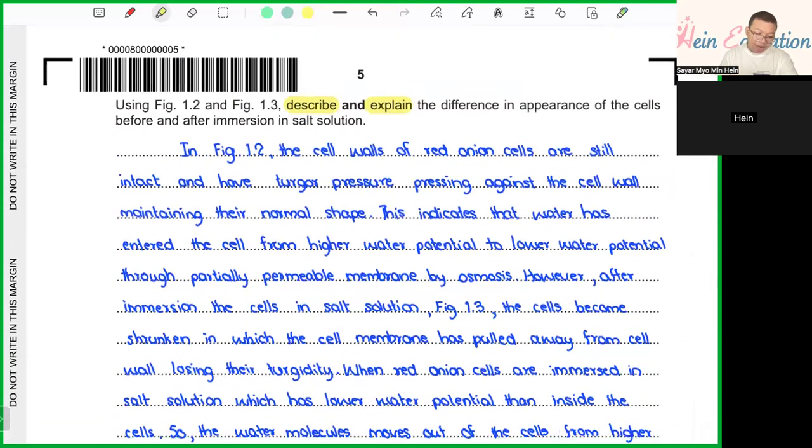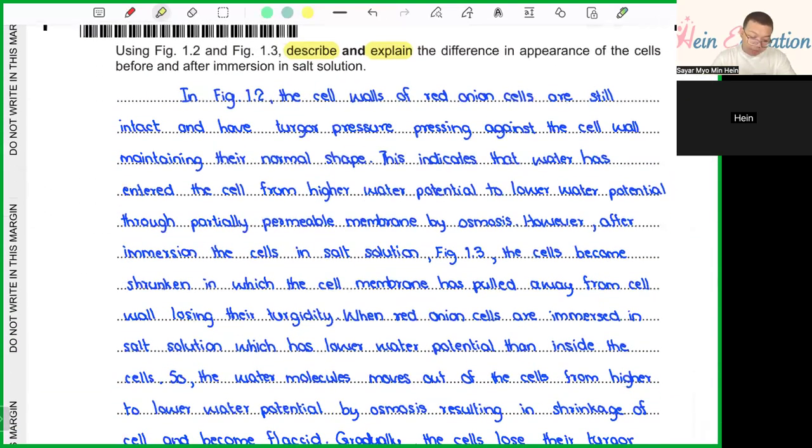Okay, so now we can see that figure 1.2 and 1.3 ask us to describe and explain. So you have to be careful. It's a describe and explain, so you cannot just describe the appearance of the cells from the diagram. You also need to explain the difference in the appearance. As we already discussed a bit, right?